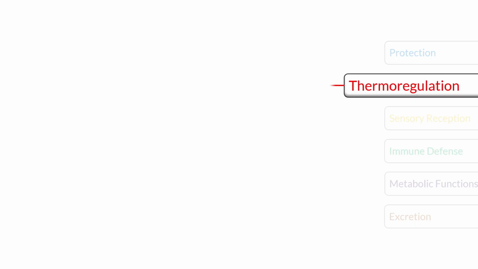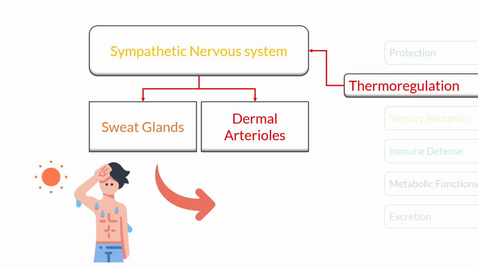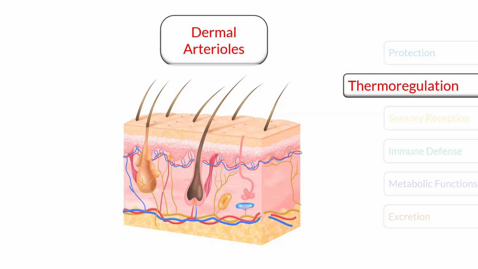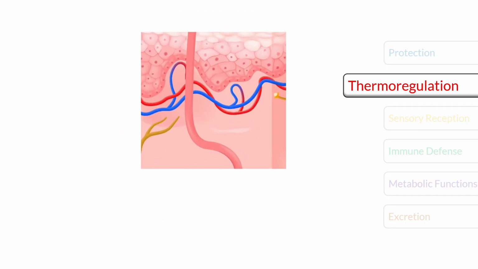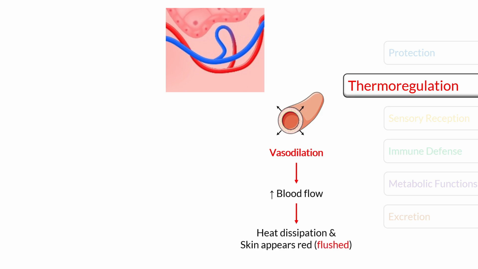Thermoregulation is coordinated by the sympathetic nervous system, which constantly monitors and adjusts core body temperature. In heat, eccrine sweat glands are activated to release a watery secretion that cools the body through evaporation. Cutaneous blood vessels undergo vasodilation, increasing blood flow to the skin surface and enhancing heat dissipation. This also explains the flush appearance during overheating.